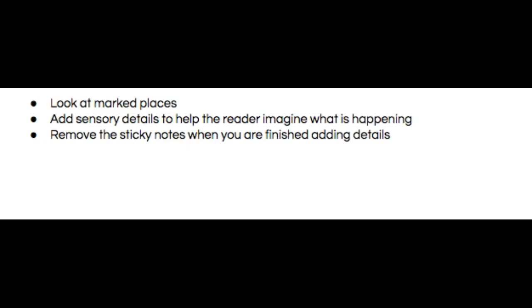So you're going to look at all your marked places, add sensory details to help the reader imagine what is happening to all the places that you marked with the sticky notes. And then as you improve those parts, you're going to remove the sticky notes. Once you're finished making your improvements, then you can reread it and keep asking yourself, what words could you add to help your reader see, hear, smell, taste, or feel what is happening in your story? Remember, we want to add as many sensory details as possible. So reread your work and see if there are any other spots that you didn't notice at first that you could improve.